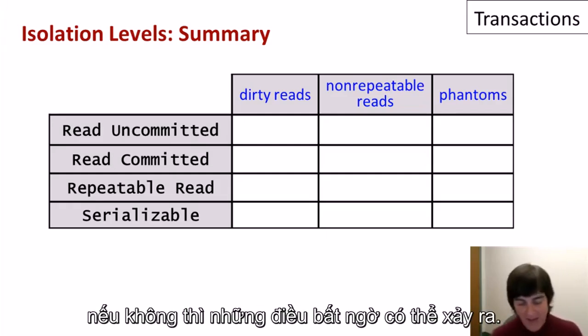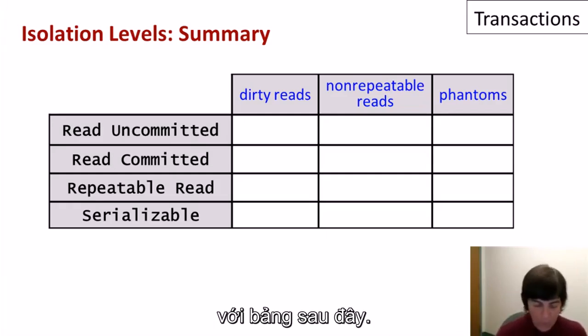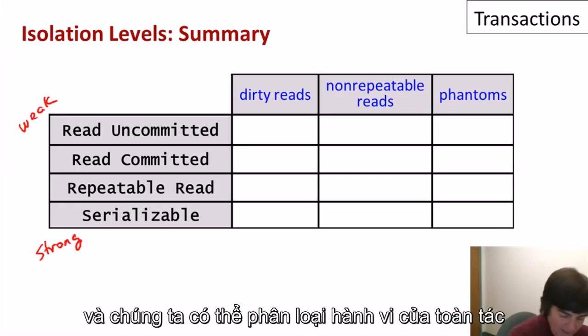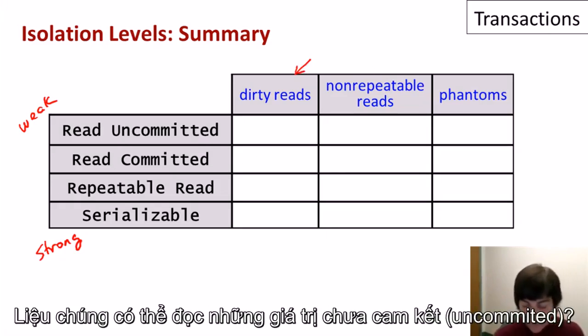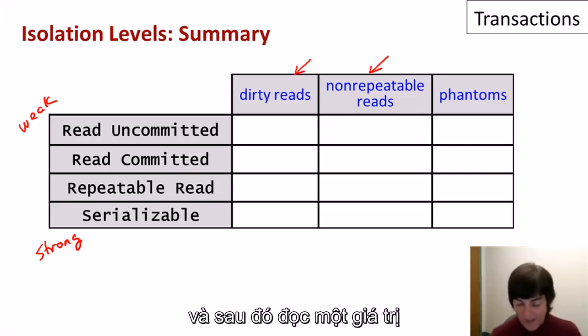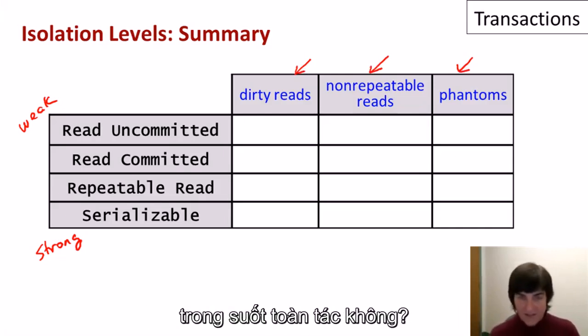Okay, so the behavior of transactions can be rather confusing, and it's very important to get it right or surprising things might happen. But I think we can summarize it pretty well with this table here. We're going here from the weakest to the strongest, and we can classify the behavior of transactions based on, again, what happens with reading. Can they read uncommitted values? Can they have non-repeatable reads, where we read a value and then read a different one later in the same transaction? And can there be phantom tuples inserted during the transaction?